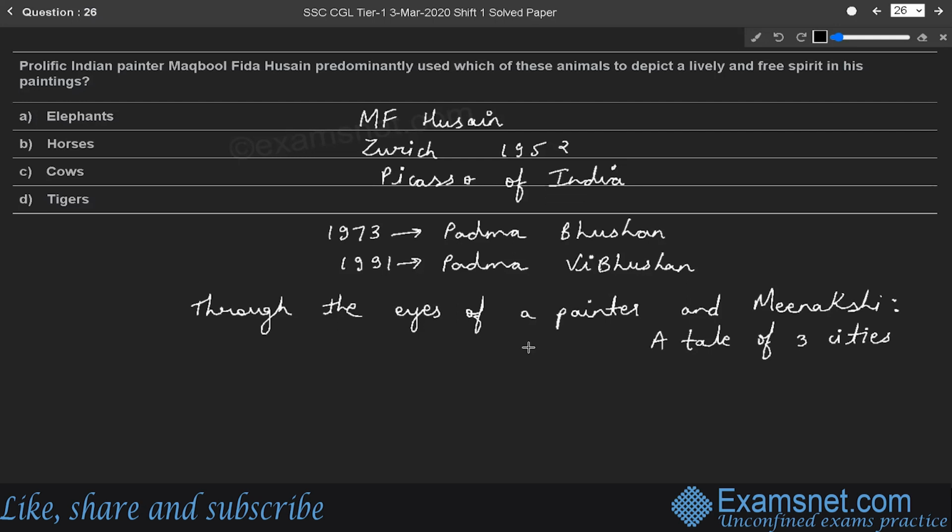In the last phase of his life, he accepted the citizenship of Qatar, and he is a very popular Indian painter who has portrayed a number of paintings depicting horses. So for this particular question, the answer is horses, which is option number B. So the Indian painter M.F. Hussain used horses to depict a lively and free spirit in his paintings.